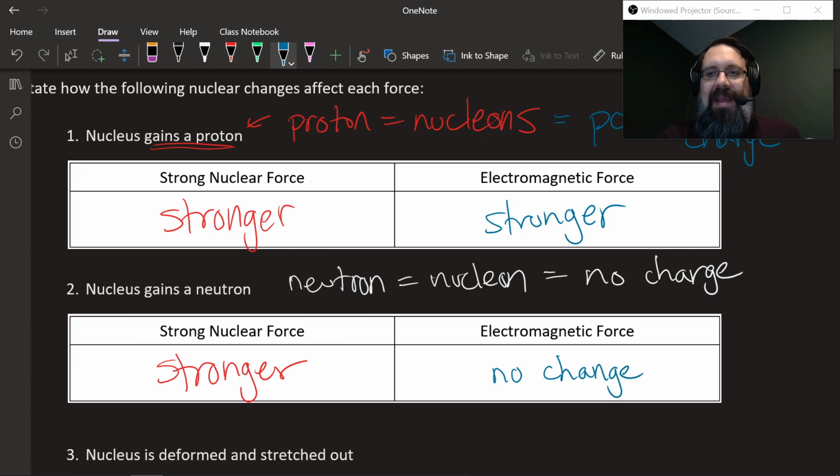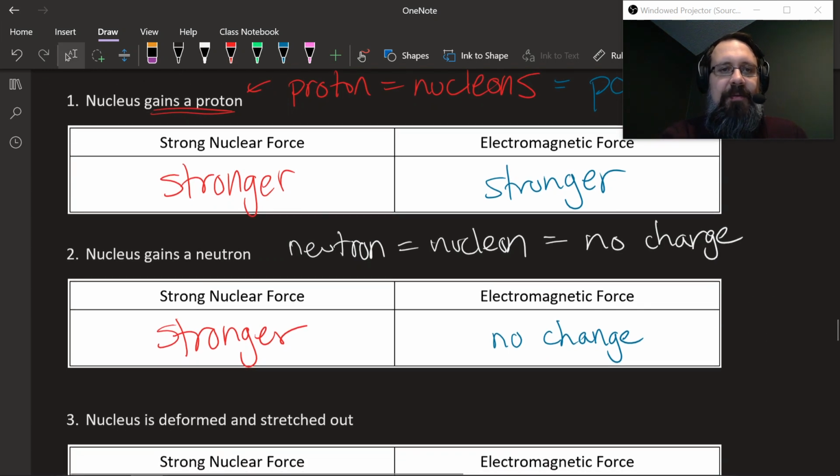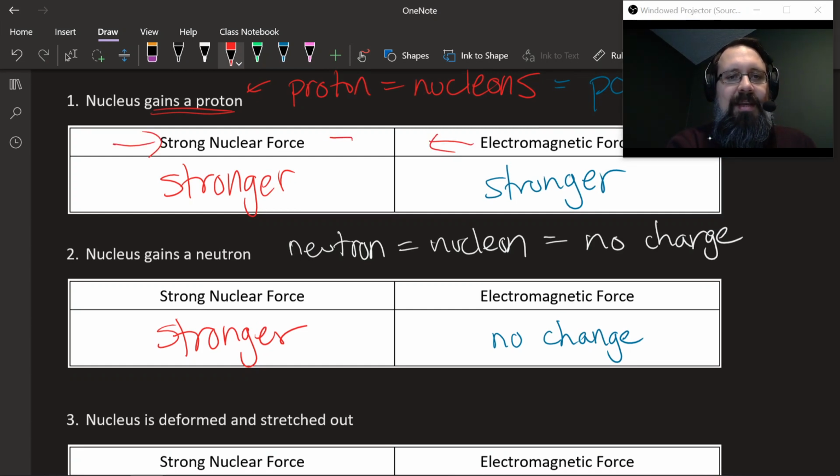So if you want to strengthen the stability, how well a nucleus is held together, just add a neutron. If you add a neutron, the strong force gets stronger without increasing the electromagnetic force. The electromagnetic force, remember, is trying to pull apart the nucleus. The strong force is holding it together.